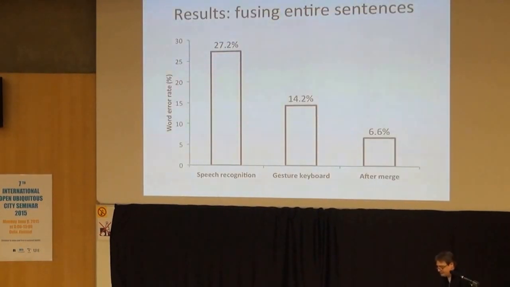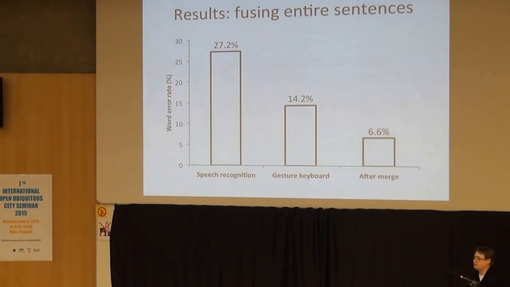The first thing we tried was to fuse entire sentences. Here we are fusing a speech recognition sentence and a gesture keyboard sentence. On the left is the word error rate for speech recognition alone, which is 27%, which is pretty much a disaster. For gesture keyboard, the word error rate is 40%, which seems high, but believe me, if you do realistic experiments with people walking around indoors and outdoors using a mobile device, you're going to see high error rates. If you merge both of these modalities using this model I just showed you, the word error rate decreases to 6%.